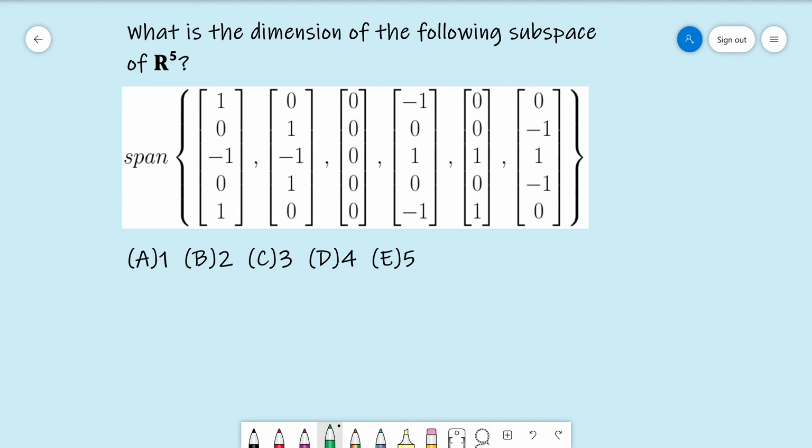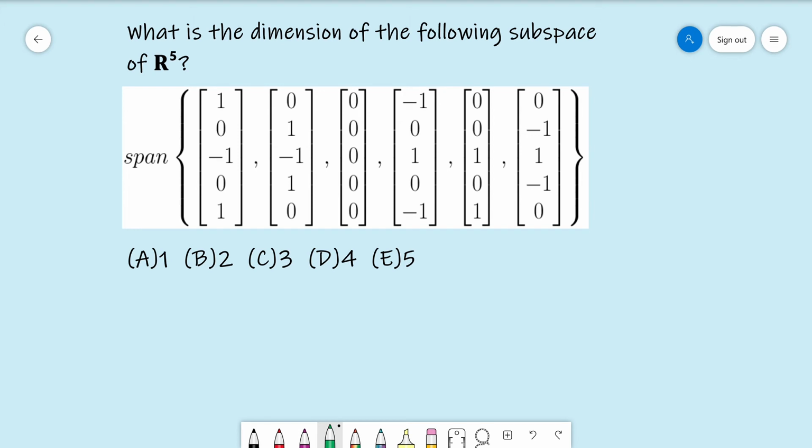This question gives you 6 vectors, and it asks you what is the dimension of the subspace of R5 spanned by these 6 vectors. Well, asking what the dimension is is the same thing as asking how many of these vectors are linearly independent. So one way to do this problem is to set up a matrix where each column is one of these vectors and then reduce it to echelon form.